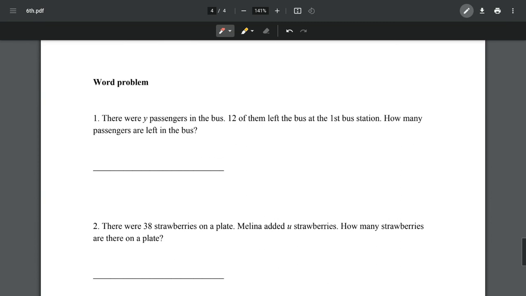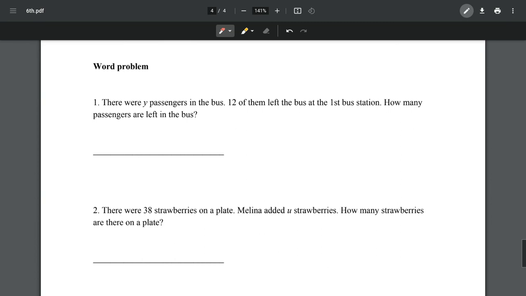So we have word problems, and let's look at number 1 together. So there were Y passengers in the bus, and 12 of them left the bus at the first bus station. How many passengers are left in the bus? Okay, so the keyword here is "left the bus," right? So we had a total of Y passengers on the bus, and 12 of them left, meaning Y minus 12. Okay, so that's it.